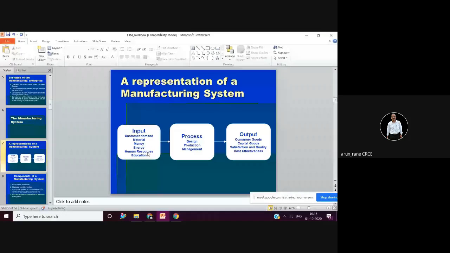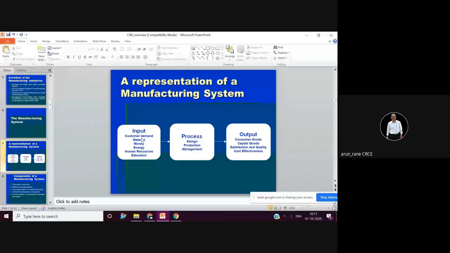Now from the examination point we will slightly modify it. Input means your customer demand, that is whenever there is a demand you produce. Remember, push production is no more there, it is always pull production. Pull production means whenever there is a demand, you produce it. Push production means you are producing the product and then those products are pushed in the market.